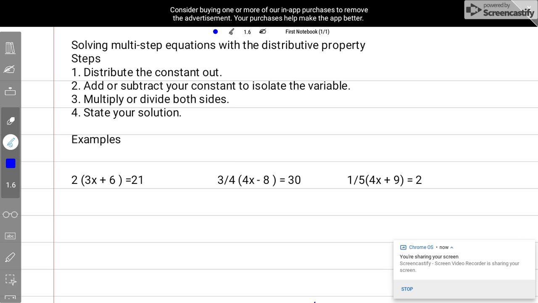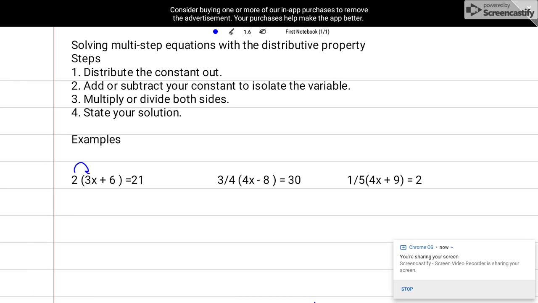So this first one says 2 times 3x plus 6 equals 21. So I'm going to take this 2 and I'm going to multiply it to everything on the inside of my parentheses. So this is really a positive 2 here, and that is key because looking at problem number 2, we do have a negative on the inside of those parentheses, so that is going to affect our final answer. So it's important to know what kind of number you multiply by. So positive 2 times positive 3x is going to give me a 6x. And positive 2 times positive 6 gives me a positive 12 equals 21.